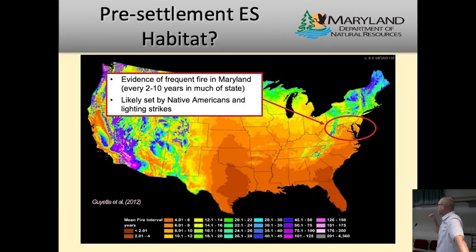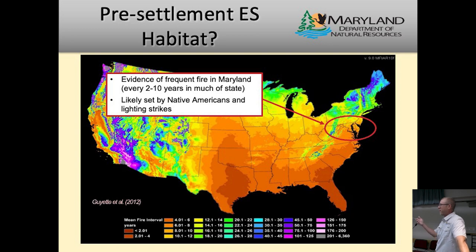But what I just wanted to throw out there to get you thinking about it is that there is a lot of evidence of frequent fire, frequent disturbance on the landscape. These species that we're dealing with have evolved with this constant state of disturbance. This is just one of the models, and you can argue over the details on some of this stuff, but likely most of the state burned every 2 to 10 years. These were either set by Native Americans or lightning strikes.